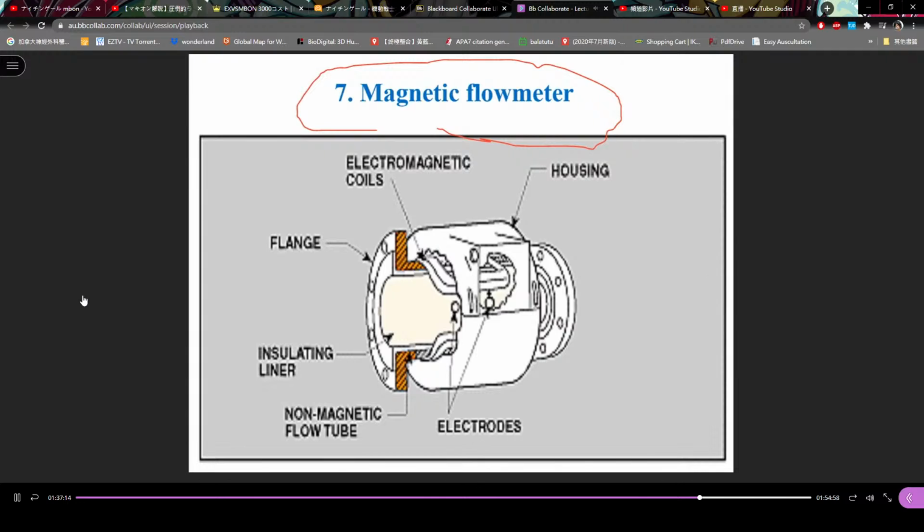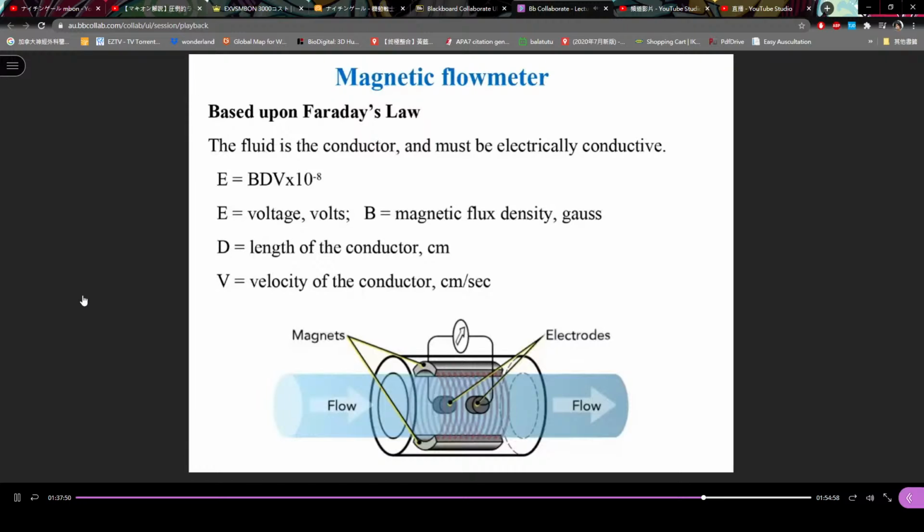You see, for the magnetic flow meter, this is a housing, and the electromagnetic coil is here. You have to connect it to electricity, of course, to generate a magnetic field through the coil, and there is a non-magnetic flow tube with insulating lining and flanges. Connect this to the pipeline, and you can see the principle: the magnetic flow meter is based upon Faraday's law of electromagnetic induction.